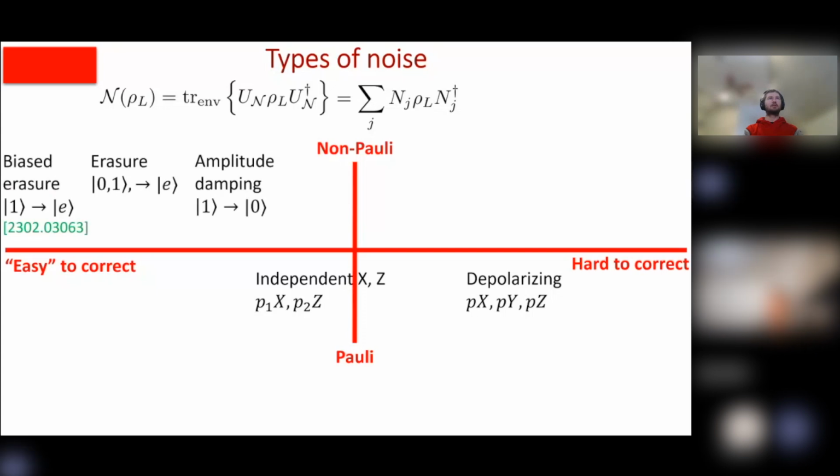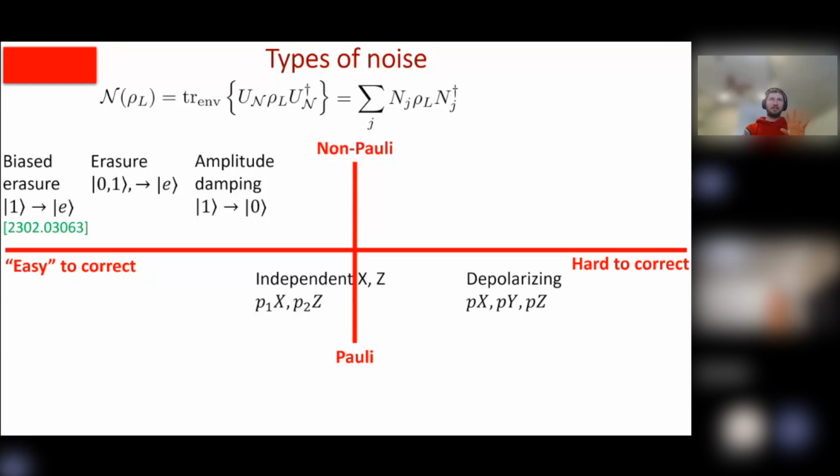Some more erasure-related channels are biased erasure and erasure, where erasure is basically you have a flag which tells you this subsystem has completely disappeared. This factor in your n qubit and subsystem space. So one of the qubits has been erased. It's mapped to a state E, which means it's completely decohered, and you know which one that is. Biased erasure is a similar channel, but it's a bit easier to handle.